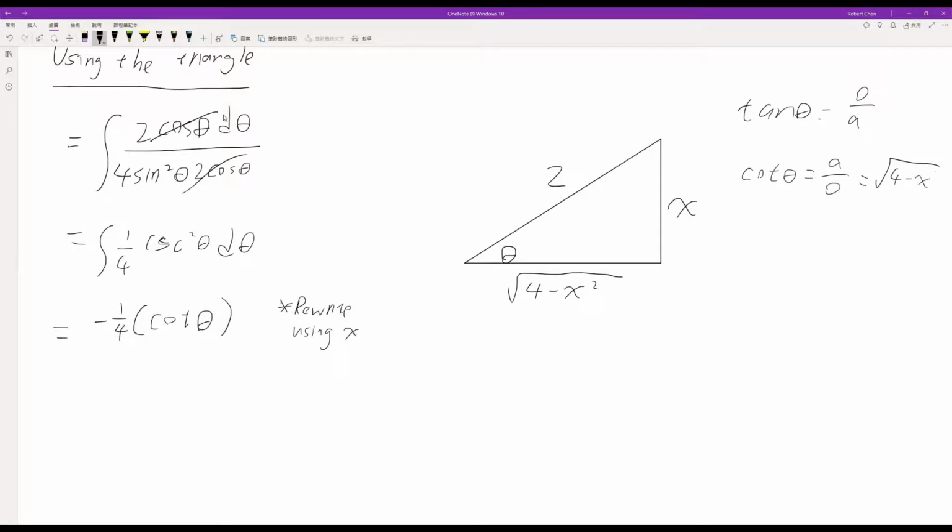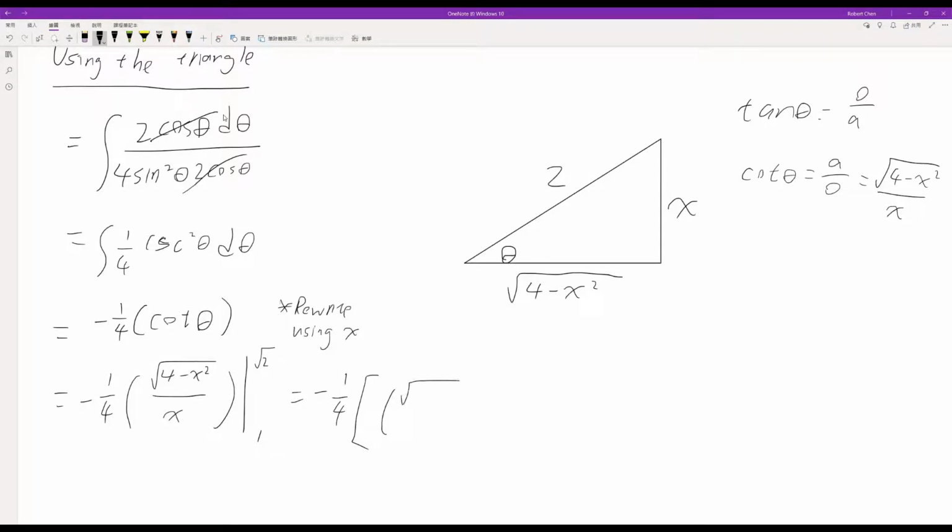4 minus x squared over x. All right, so cotangent is going to be that, and we can just replace that. Replace cotangent with radical 4 minus x squared over x. And then evaluate it from the same bound, which is 1 to radical 2. And we evaluate that, so we get negative 1/4.